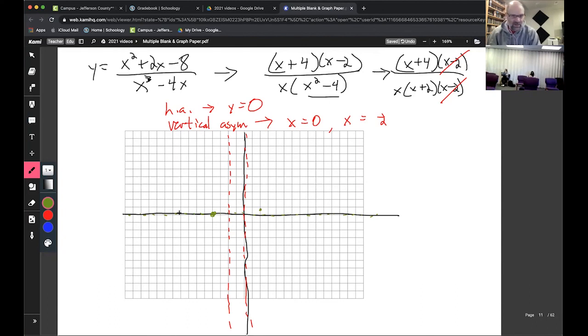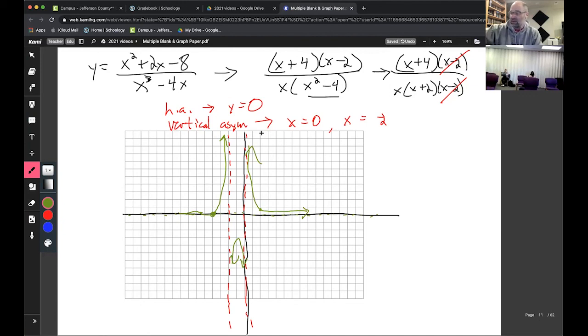So basically your graph is going to look like this. And then down here is going to be this weird little thing. It's going to look like this. And then this one is going to look like this. So it's a little crazy.